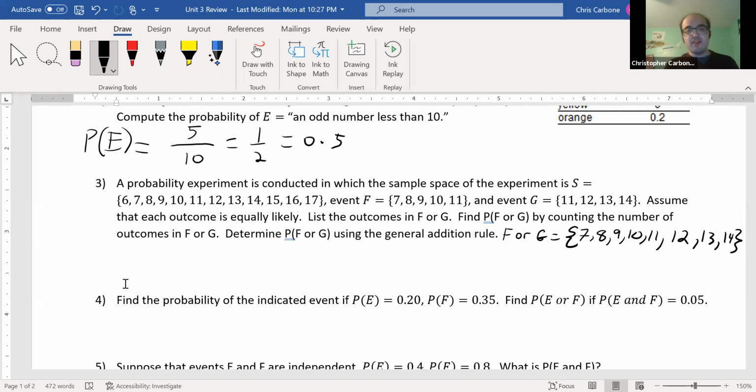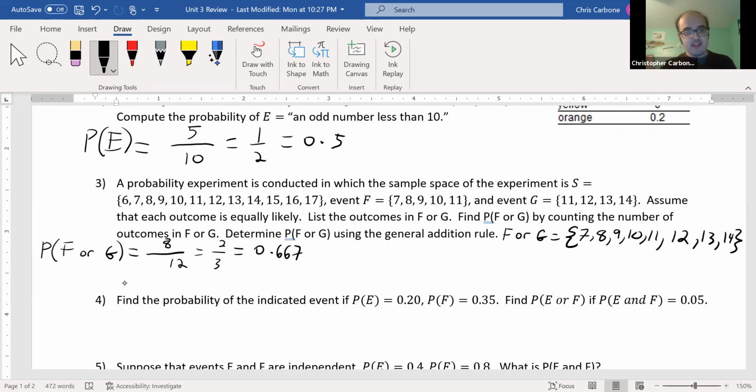We want the probability of F or G by counting the number of outcomes in F or G. So the probability of F or G: we have here 1, 2, 3, 4, 5, 6, 7, 8. And we would divide that by the sample space S, which has 1, 2, 3, 4, 5, 6, 7, 8, 9, 10, 11, 12. This would be 8/12, or 2/3, or rounded to 3 decimal places, which they will ask you to do, 0.667.